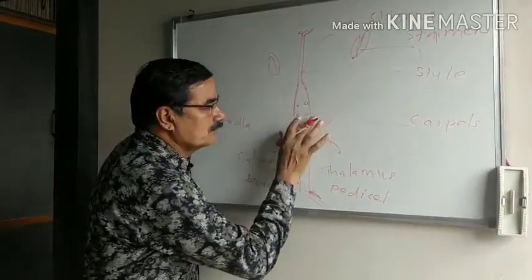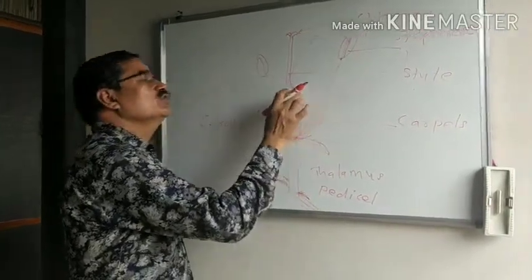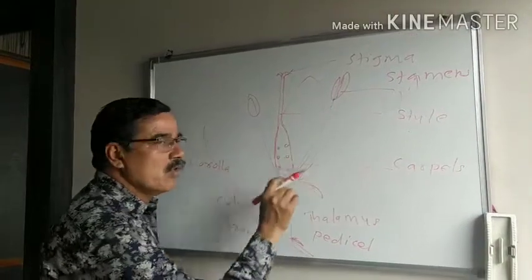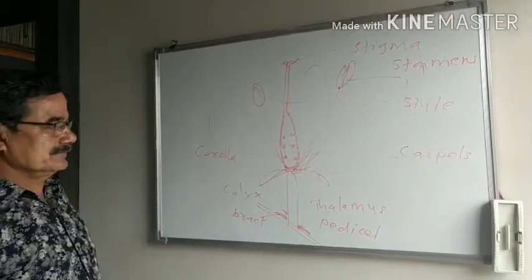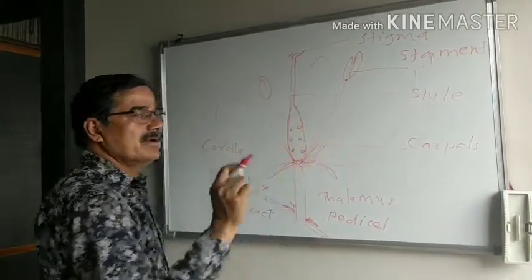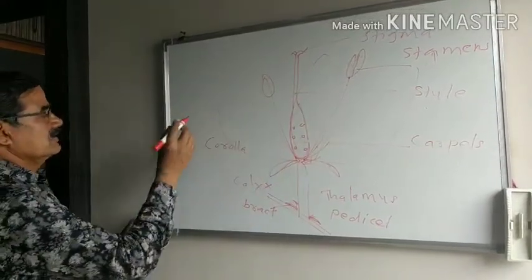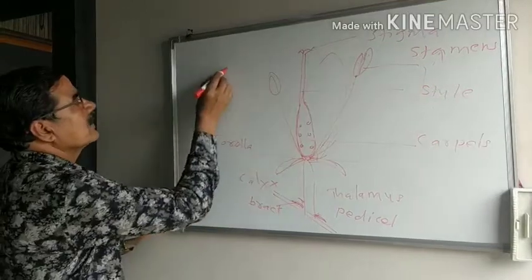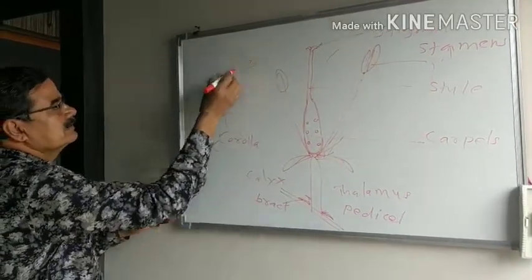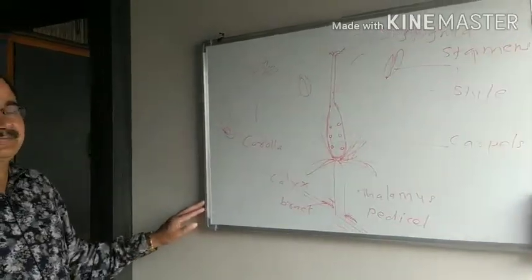Then, out of calyx, corolla, androecium and gynoecium, if one of the whorls is absent, such a flower is known as an incomplete flower. An example of an incomplete flower is the tuberose.